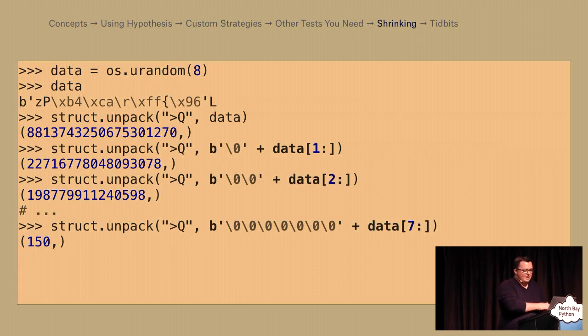Okay, so let's say that we ran our test case with this example and it happened to fail. What Hypothesis could do is say, your test failed when we gave it 8 quintillion, 813 quadrillion, 743 trillion, 250 billion, 675 million, 301,270. But that's a really big number, and it's not one that we can reason about very well. So instead, what Hypothesis does is progressively zero out parts of that random data. Literally, it just replaces them with 0, and then reapplies the interpretation back to an integer. And as you can see, as I replace progressively longer and longer prefixes of this random string with zeros, I get numbers that are smaller and smaller.